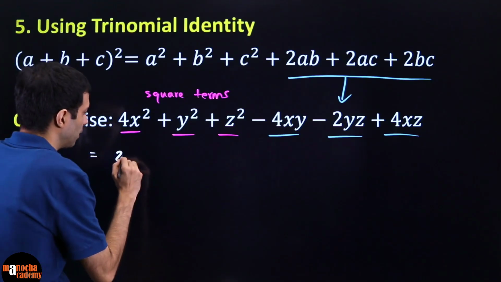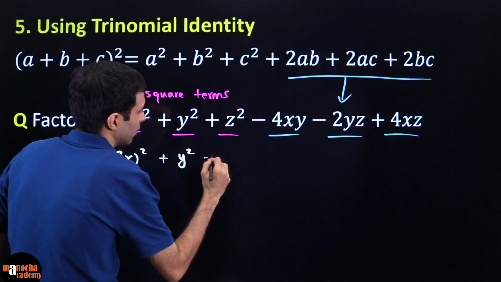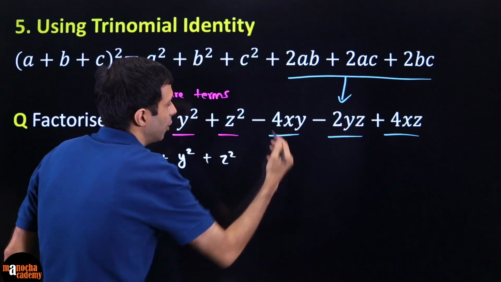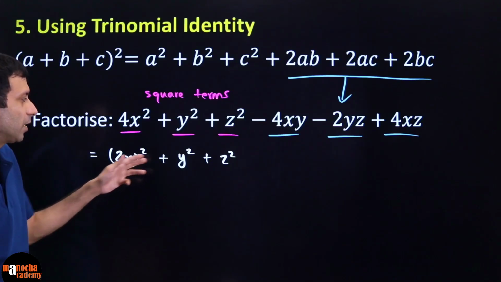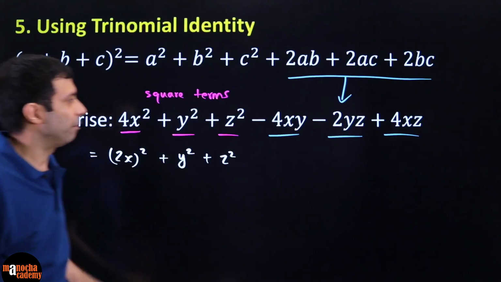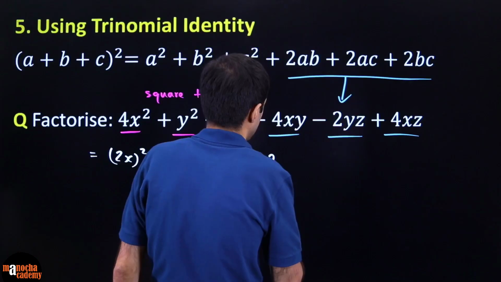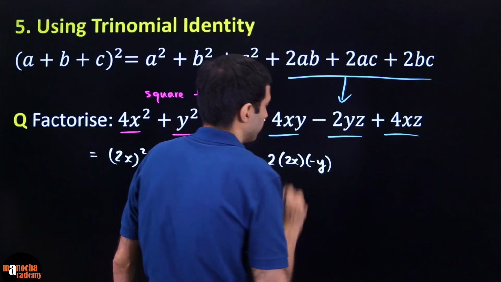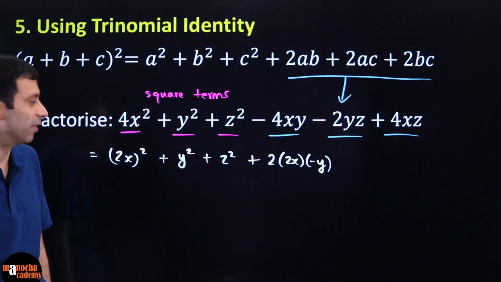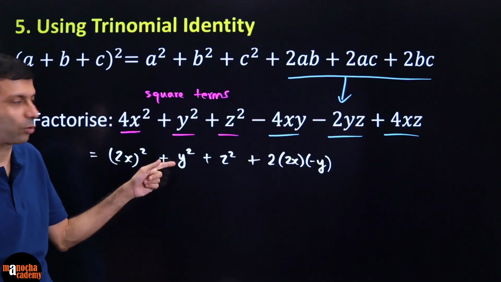So 4x square is nothing but 2x whole square. This is y square. This is z square. Now you can see we are getting a minus 4xy here. So minus 4xy, should I take minus 2x or minus y? Maybe I'm going to go ahead and take it as plus 2 times 2x times minus y. Let's say the y term is negative. So that means this is nothing but minus y whole square, which is the same as y square.